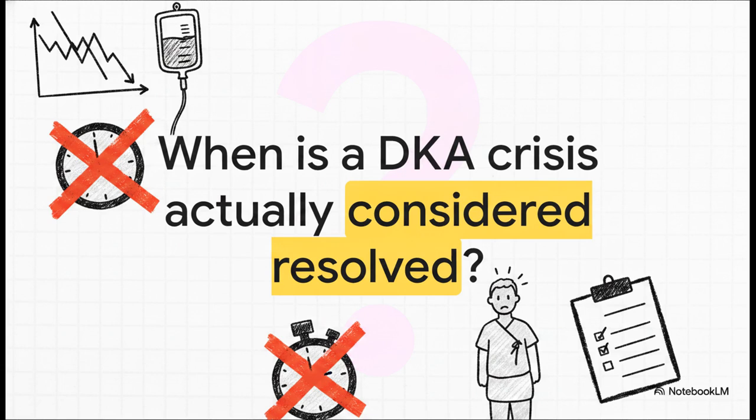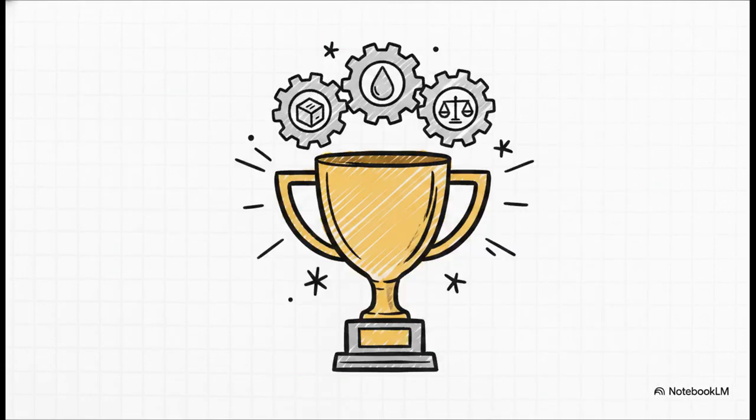I guarantee you, prematurely pulling a patient off the protocol is one of the most common and dangerous mistakes made in the ED. The ADA states that all 3 of these specific criteria must be met concurrently. Just closing the anion gap alone, that's no longer enough. To officially declare victory over DKA, the blood glucose must be under 200, and the venous pH must be over 7.30, and the serum bicarb must be 18 or higher.